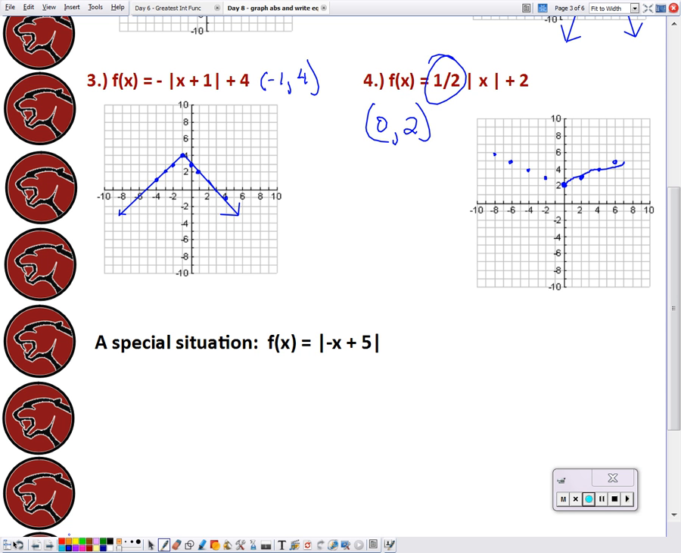Oh, I thought I had the line tool. Denied. Alright. Now we have a special situation. Man, I'm having problems with this line. There it goes.